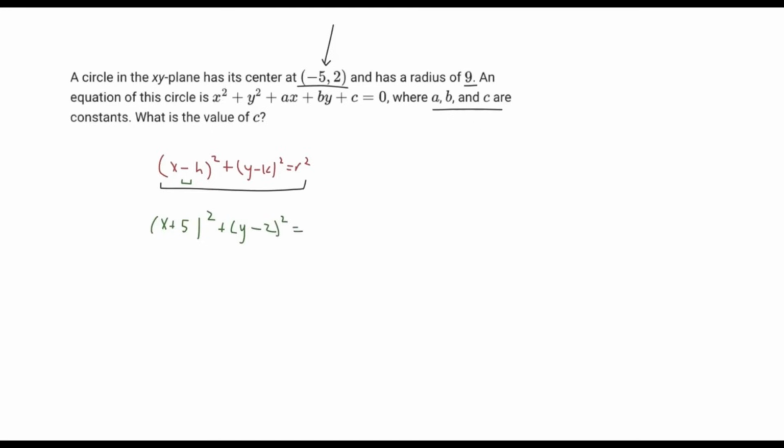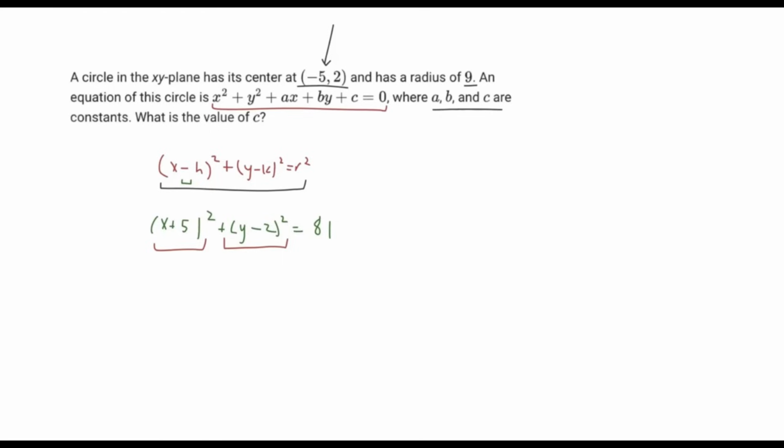The radius we know is 9, so 9 squared is 81. And so now what you'll realize is if we just expand this out, we have two parts here that we can expand out. If we expand this out, it'll become eerily similar to the form we have here because we're going to break it up into the x squared, the ax, the y squared, and the y parts.